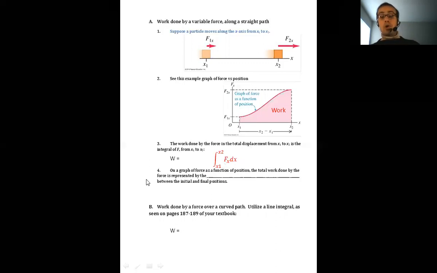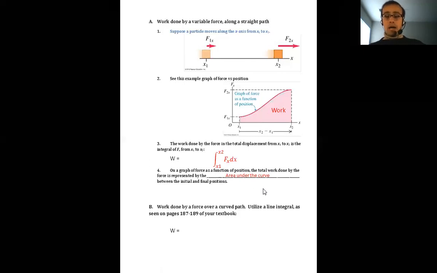On a graph of force as a function of position, the total work done by the force is represented by the area under the curve between the initial and final positions. So these three statements are basically saying the same thing. We have our graphical representation, we have our calculus representation, and we have that representation in words.